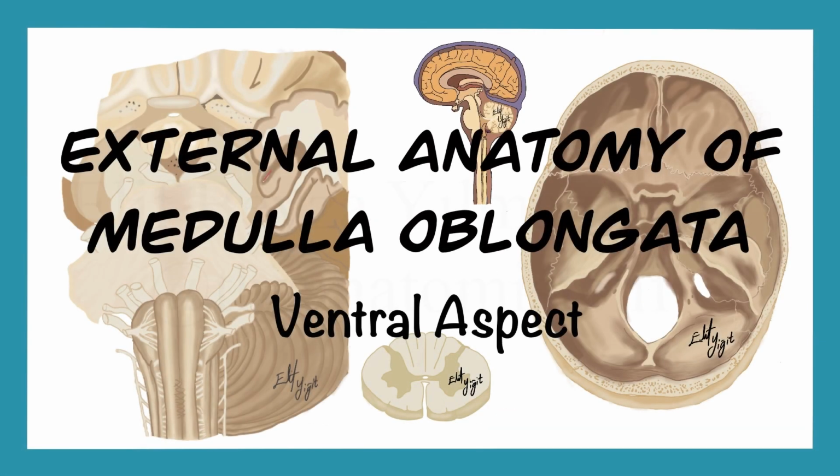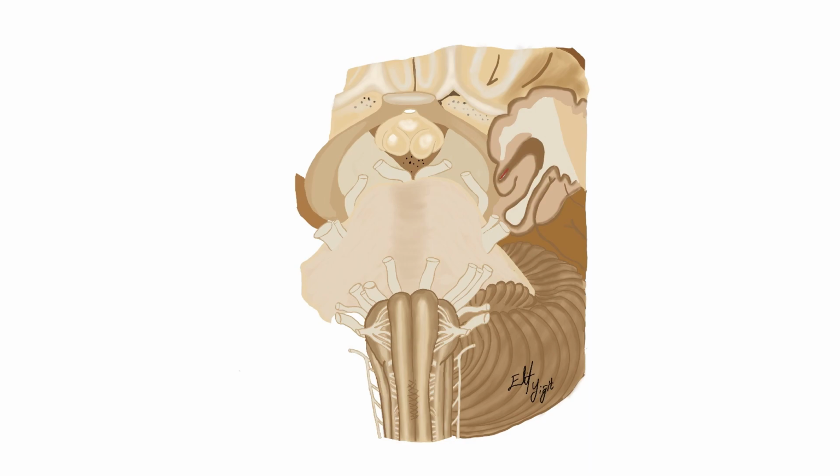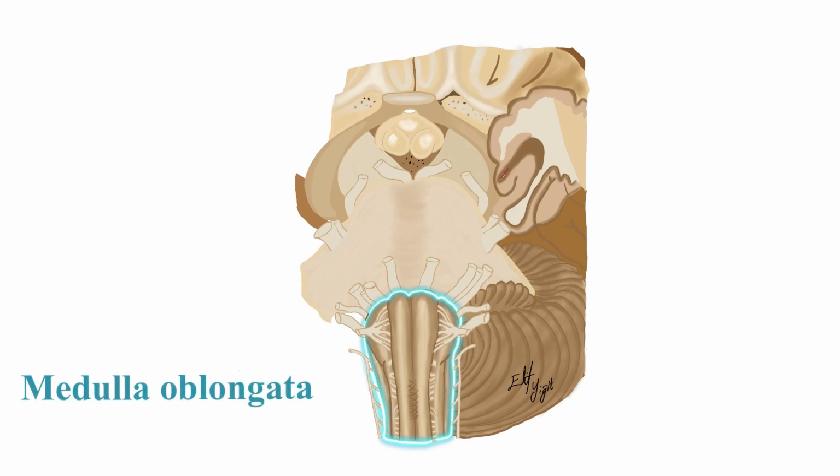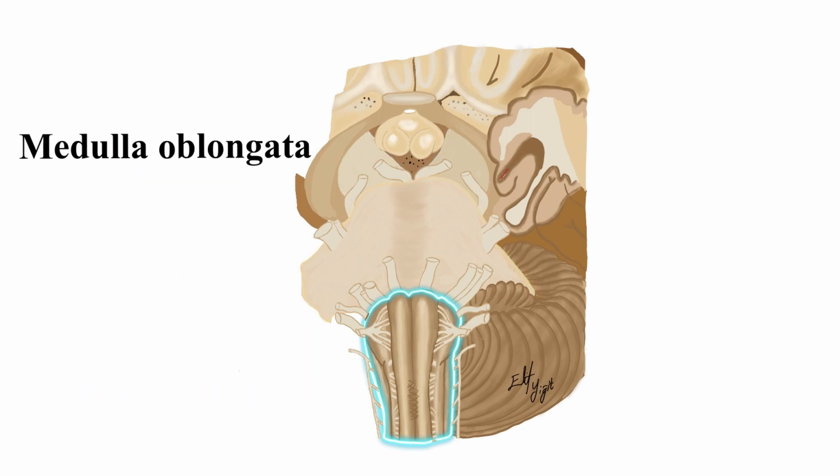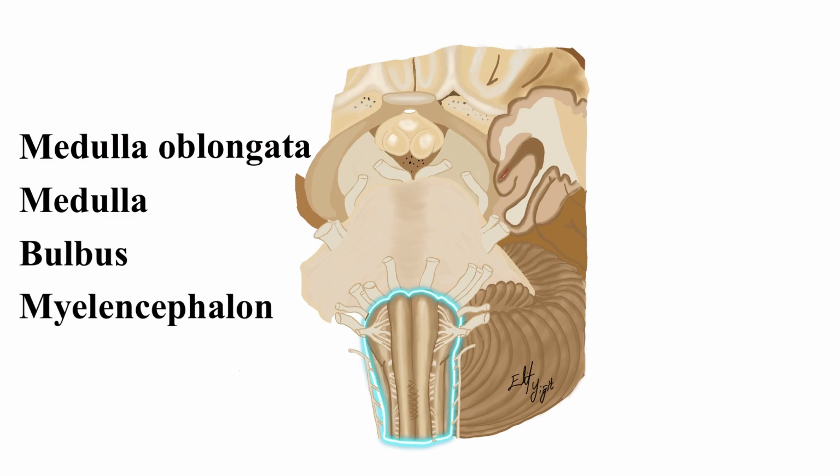Hello, in this video I will talk about the external anatomy of medulla oblongata from ventral aspect. From caudal to cranial, there are three different parts of brainstem. These are medulla oblongata, pons, and midbrain. In this video, we will focus on medulla oblongata. Medulla oblongata, also known as medulla, bulbus, or myelencephalon, is the most caudal part of brainstem. It is located between pons and spinal cord.